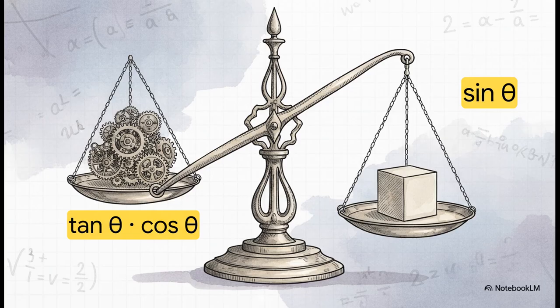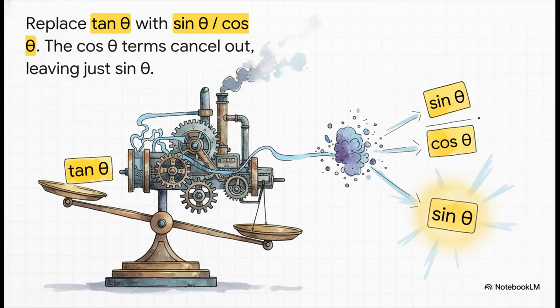Okay, pretty clearly the left side is the more complex one, right? So that's our starting point. Now, we use our master key. We replace tangent theta with what we know it is, sine theta over cosine theta. So now our expression is sine over cosine times cosine, and look at that, it's set up perfectly.